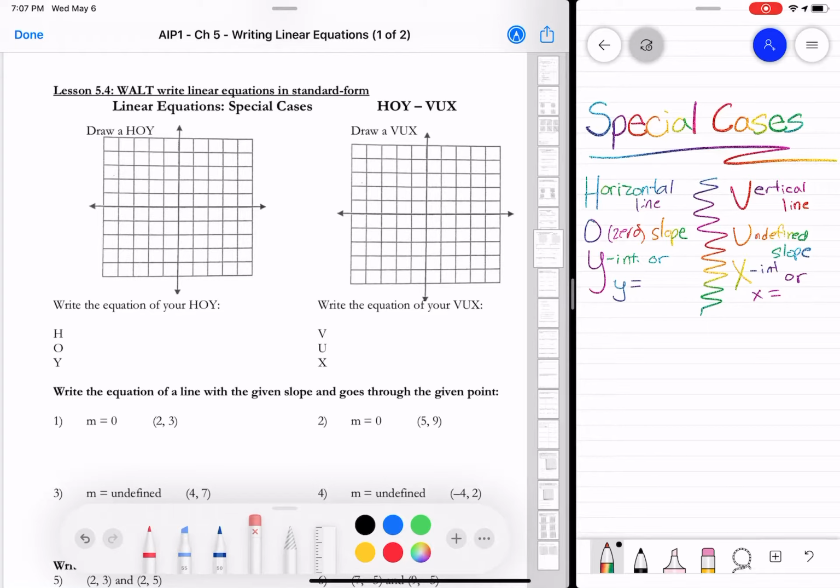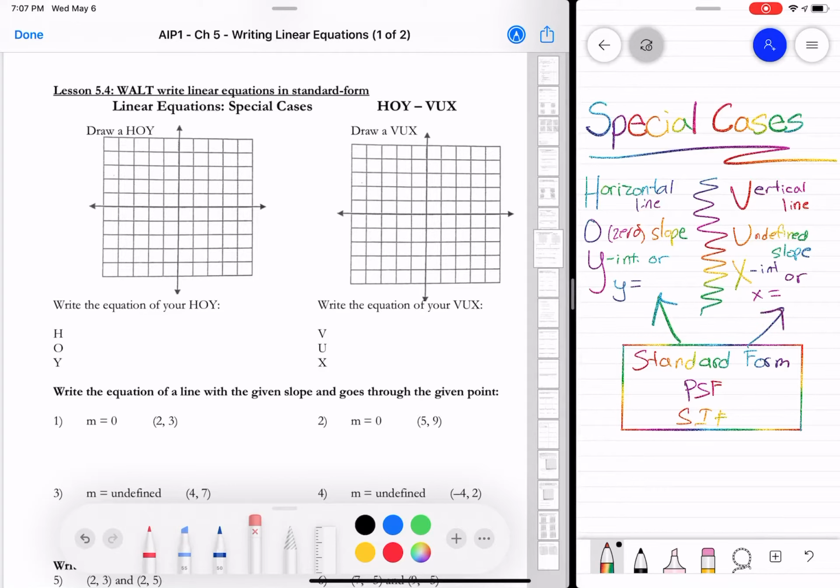Now, when directions are telling us we want this equation in standard form, or we want it in point slope form, or we want it in slope intercept form, all of these forms, well, guess what? For special cases, if you have a zero slope or an undefined slope, they can only be written in these two ways. X equals a number or y equals a number. That's already in the form. There's only those two ways to write the special cases, right?